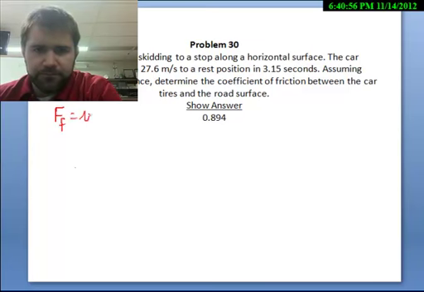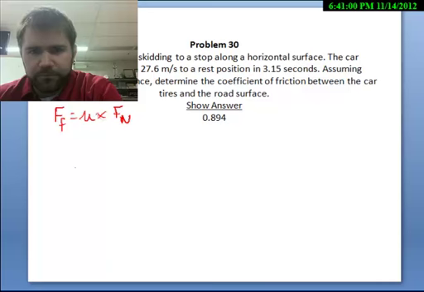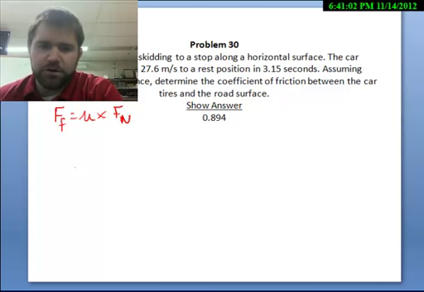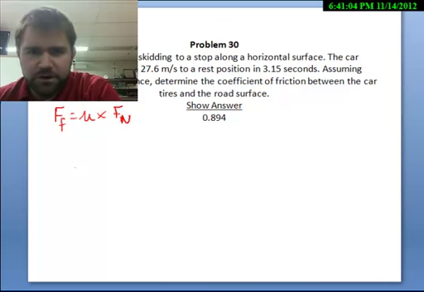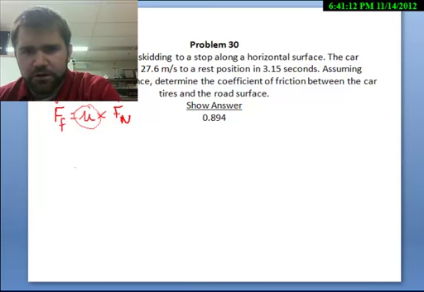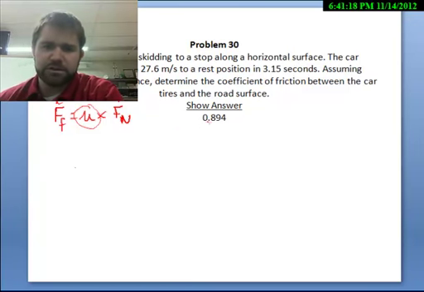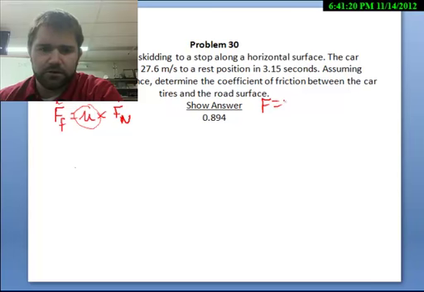So, force due to friction is equal to the coefficient of friction times the normal force. They gave us the mass of the car, which could be used to find the normal force. They're asking for the coefficient of friction. We're going to need to determine the frictional force in this equation. So let's start and find the normal force of the car.